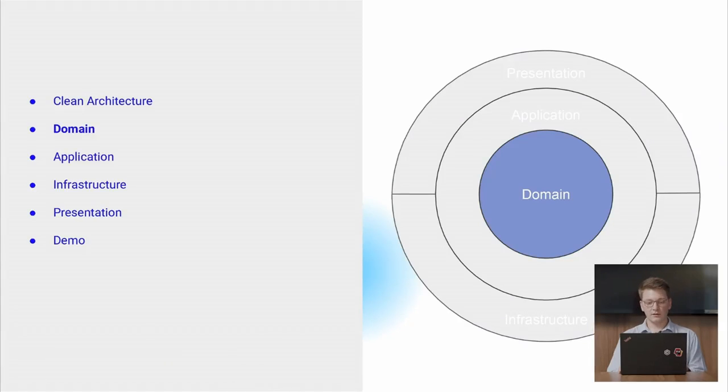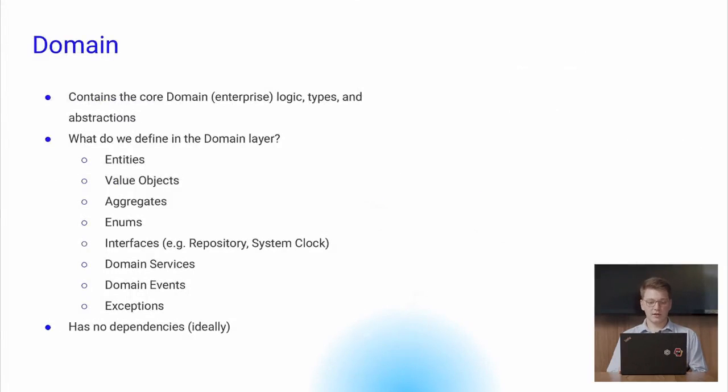So let's actually look at each of the layers of the clean architecture and see what it should contain, what we define there, and what it is used for. We're going to start with the domain layer, which is at the core of the architecture. The domain layer contains the core domain or enterprise logic, types, and all of the necessary abstractions. So what are some of the things that we define in the domain layer? Here we would see things like entities, value objects, aggregates, enumerations, interfaces for something like repositories, factories, or even the system clock, domain services, domain events, and of course custom exceptions. And ideally, the domain layer should have no dependencies on any other projects in your solution.